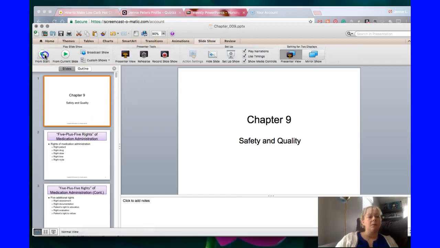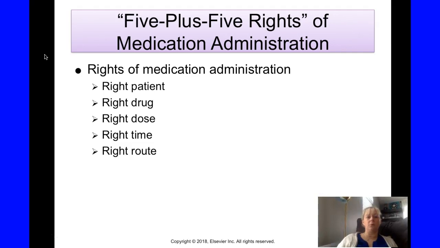Let's get started. Okay, so first we're going to talk about this. Another is a foundation for medications and learning about pharmacology. So 5 plus 5 rights of medication. This is very important for you to know. We need to know the right patient, the right drug, right dose, right time, and right route.